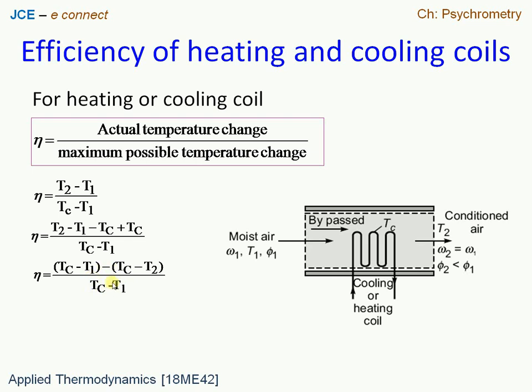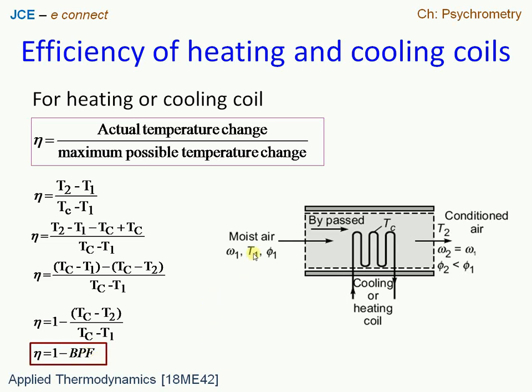Moving on further, one can simplify this equation. So we have the like terms here, and we get 1 minus TC minus T2 by TC minus T1. By definition, the cooling coil temperature minus the exit temperature divided by the cooling coil temperature minus the inlet temperature gives us the bypass factor. Therefore, efficiency is equal to 1 minus bypass factor.